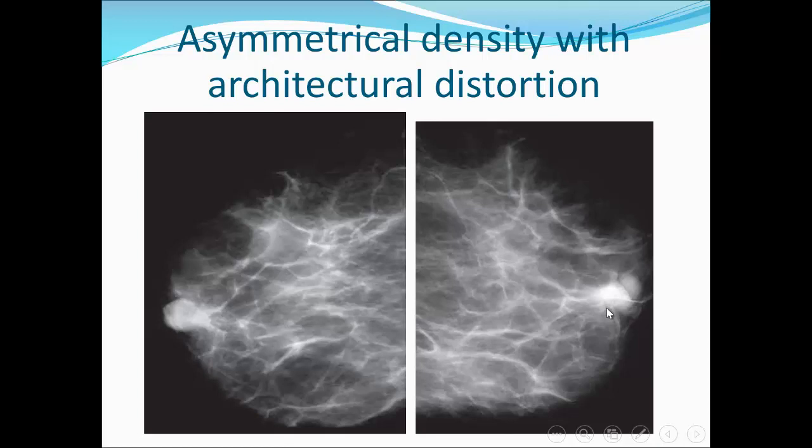There is also asymmetry, but this is not asymmetry without distortion. It is asymmetry with distortion. Note here there is retracted nipple, there is tenting of the skin, and there is mild spiculation seen in this lesion. So this is a malignant mass seen retroareolar with asymmetrical density, of course, and then secondary signs of retracted nipple and tenting of the breast towards this lesion.